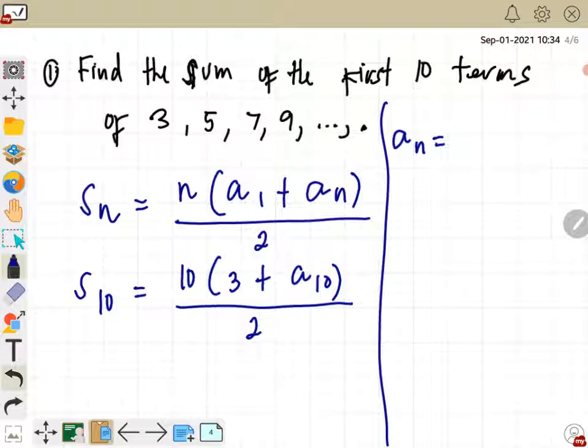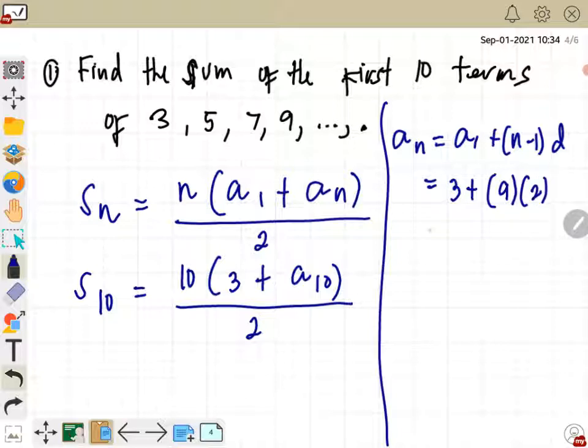Now lesson 3. We have a sub 1 plus n minus 1 times d. A sub 1 is 3, plus n minus 1, which means 10 minus 1, we have 9. D is simply the common difference: 3, 5, 7, 9, that's 2. So that gives our 10th term as 21.